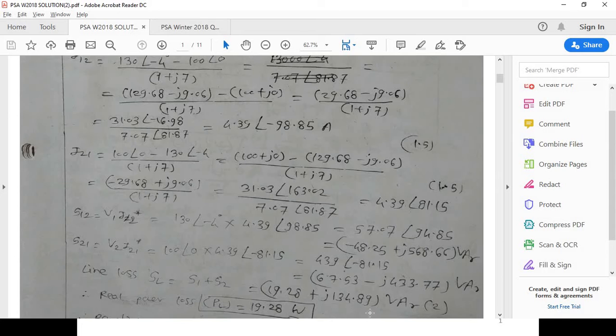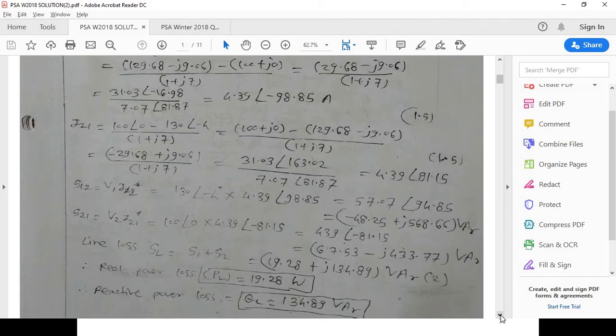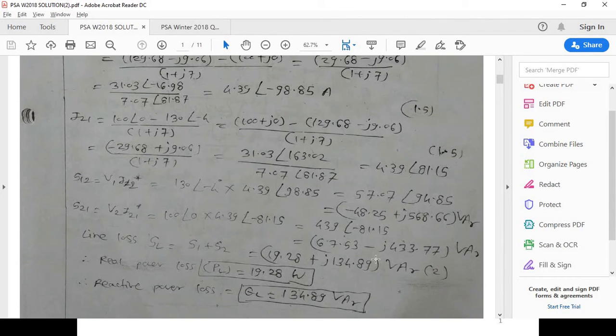But what is the question? What is the required data or the needed answer for the question? There is a requirement of calculation of real power loss and reactive power loss. So we have the idea that complex power is nothing but the combination of active power and reactive power.